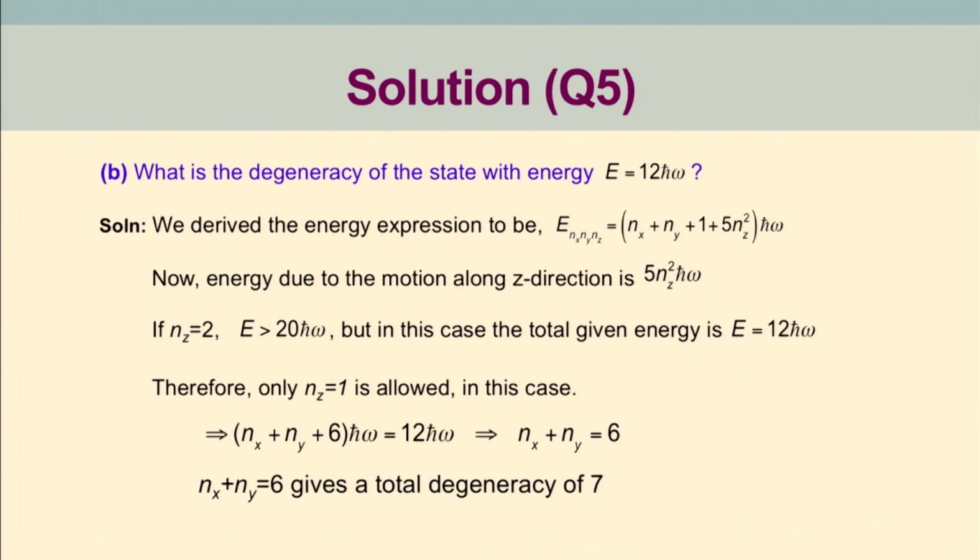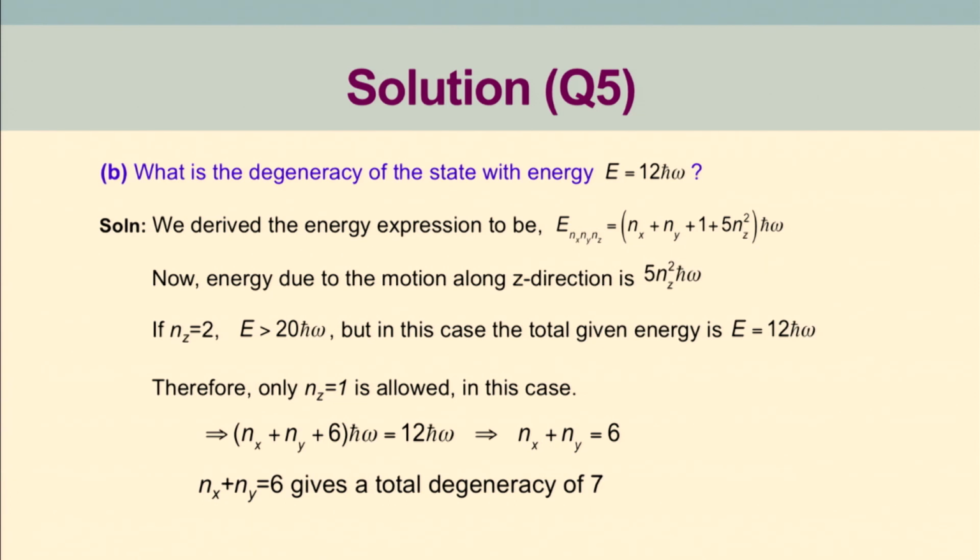The first value that nz can take is 1, because it belongs to the infinite potential well part. So, if I take nz equal to 1, then my expression for nx and ny will look like nx plus ny plus 6 h cross omega equal to 12 h cross omega, or nx plus ny equal to 6.